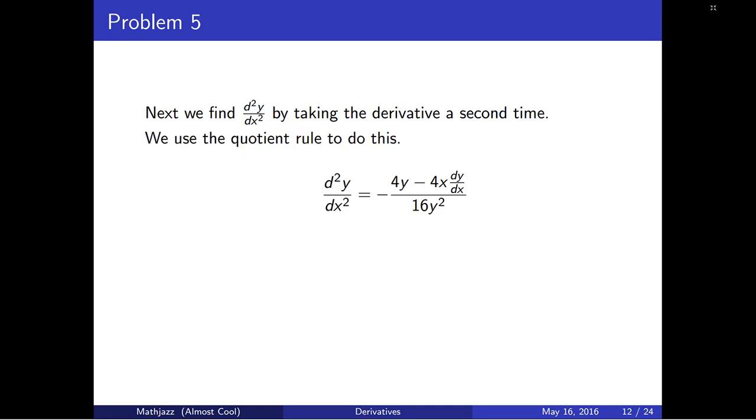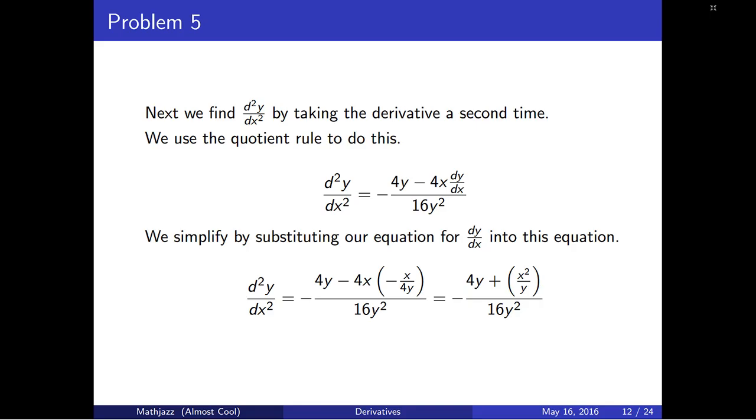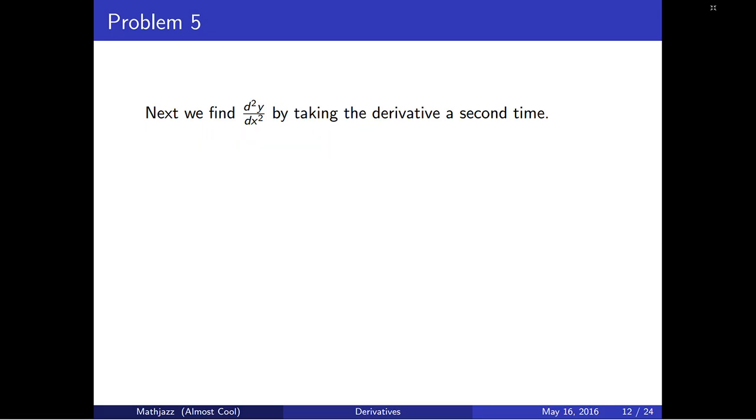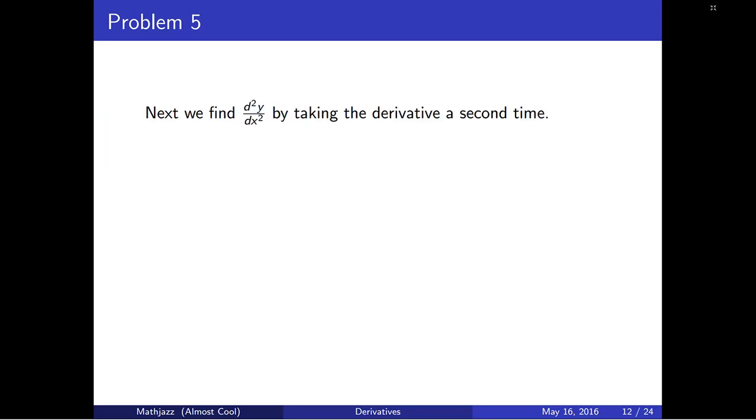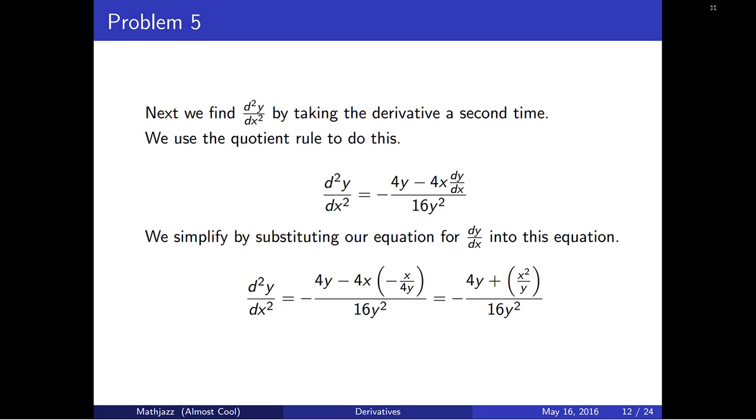So now that we have this, we can actually plug our dy dx equation into our d squared y dx squared equation to get this and simplify. And if we really wanted to, we could go to our original equation, that ellipse. Let me show it to you. This ellipse, x squared plus 4y squared equals 4, we could solve that for y and plug that into this equation if we really wanted to, but I don't want to, so we won't do it. Okay, so this gives us d squared y dx squared, or the second derivative of y for that implicit function that we had.